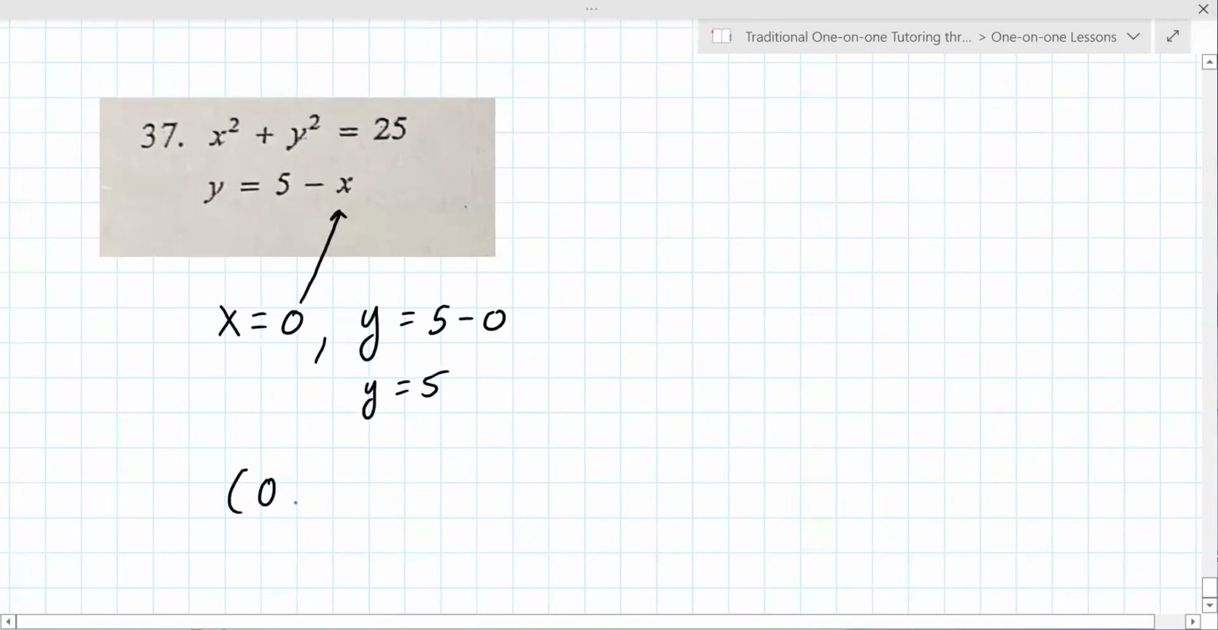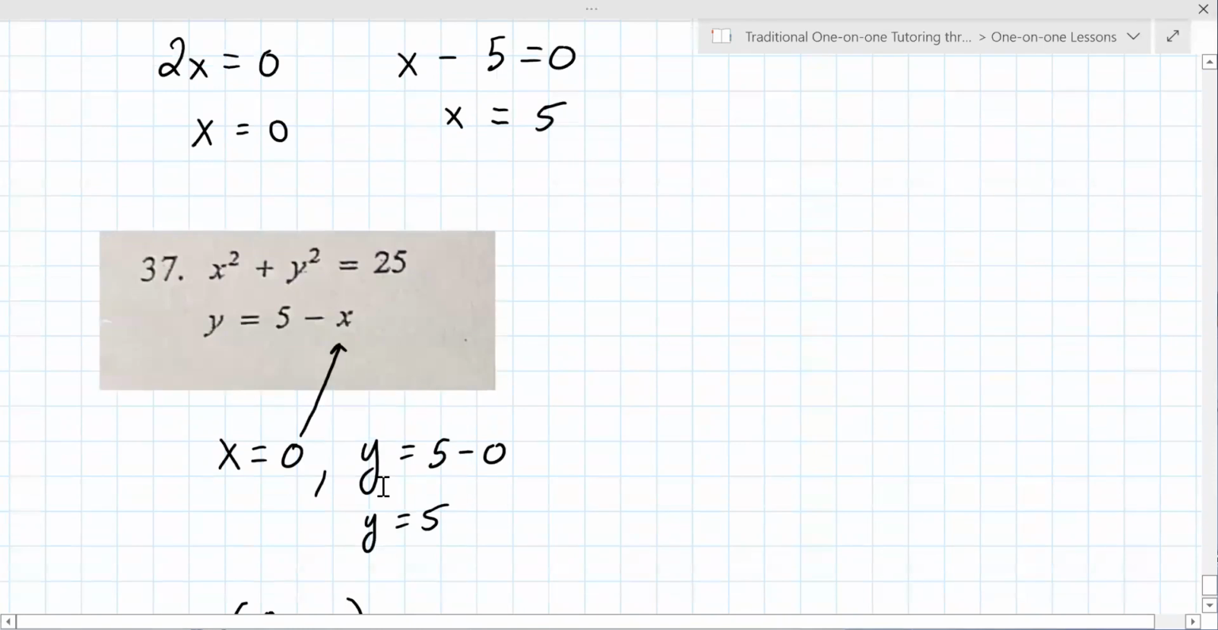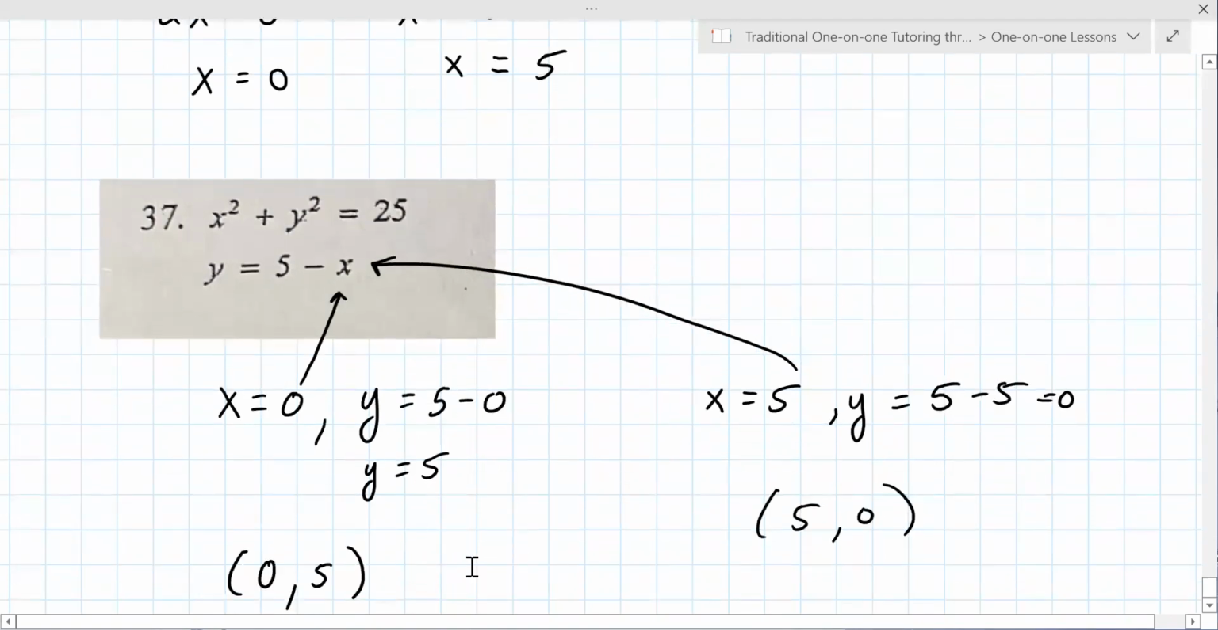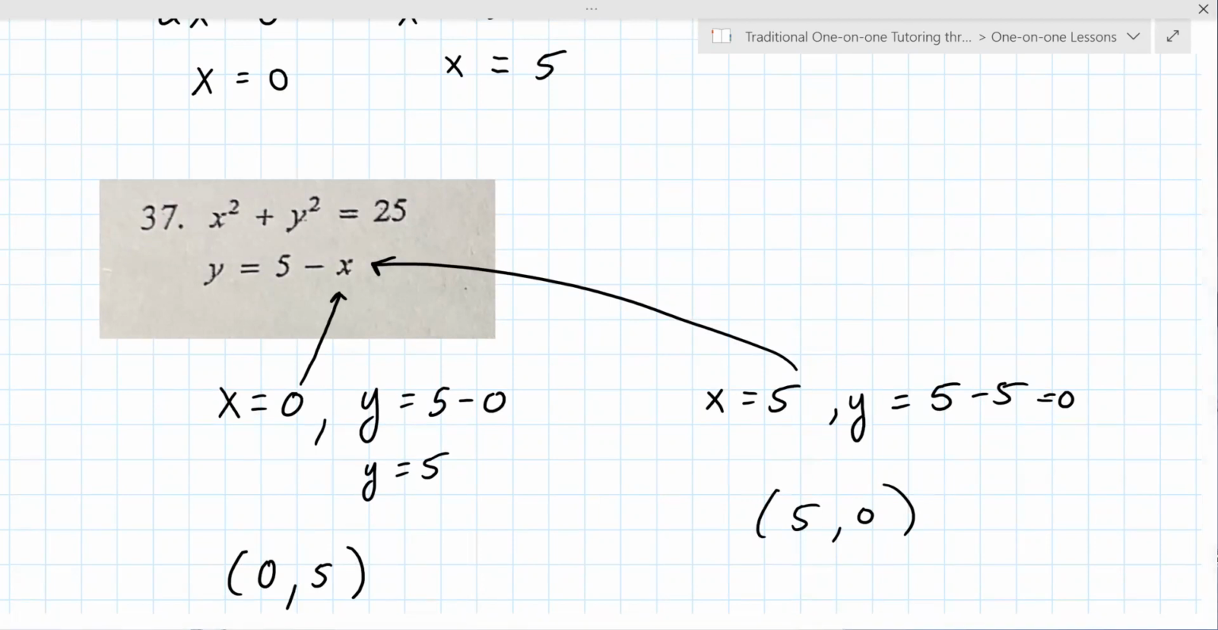These are ordered pairs as your answer. When x is 0, y is 5. And then similarly, when x is 5, it goes in there. y is 5 minus 5, or 0. So that's another ordered pair, 5 comma 0. It's just in this problem that they happen to be flips of each other, or switches. Switch is probably the right word.